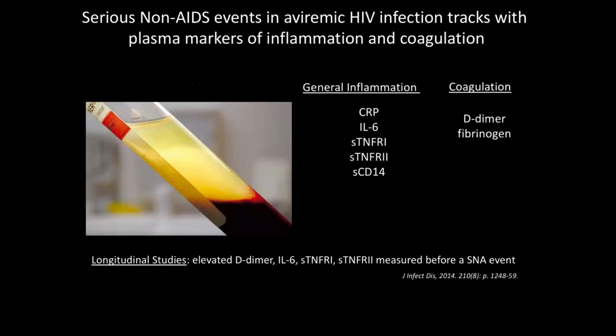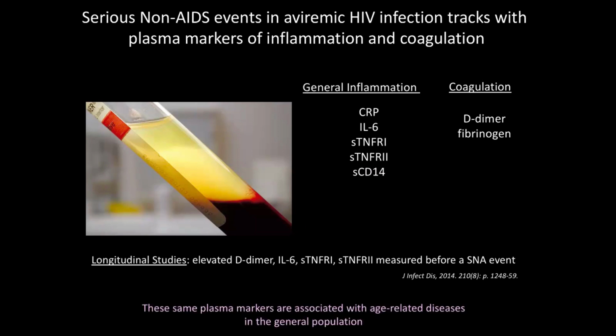What is well established in the field is that the occurrence of these non-AIDS events is strongly associated with plasma markers of general inflammation, including CRP, IL-6, soluble TNF receptor 1 and 2, soluble CD14, as well as some coagulation markers like D-dimer and fibrinogen. There was a study that followed HIV-positive patients over time, and it found that higher levels of these biomarkers are present before the occurrence of serious non-AIDS events. And also the same plasma markers track with disease onset in non-HIV aging as well.